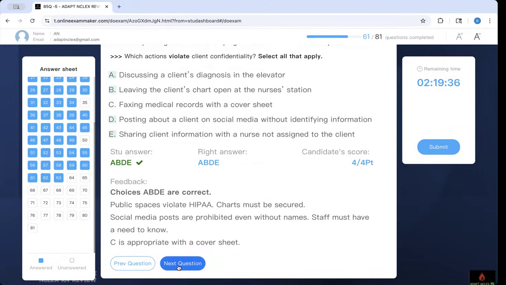HIPAA violation. So a public space violates HIPAA. Chat must be secured. Social media posts are prohibited, even without the name. Staff must have a need to know information. C is appropriate because they cover it with the cover sheet.